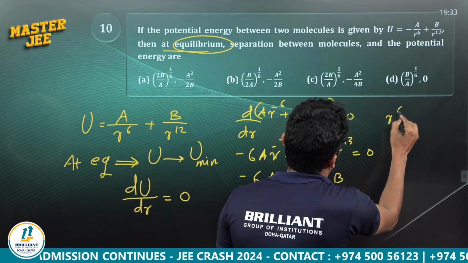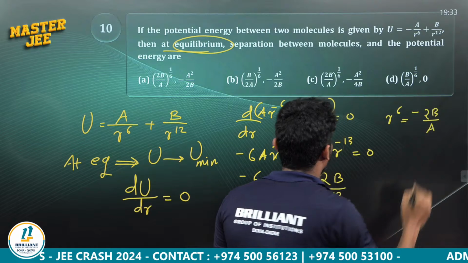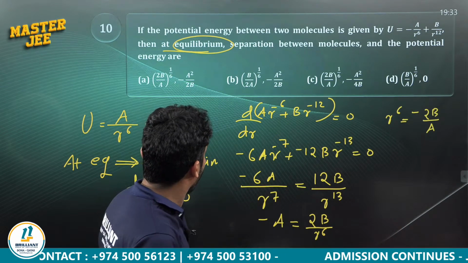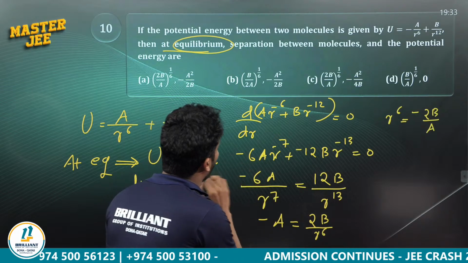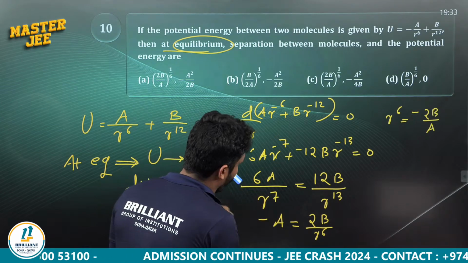Now what is R raised to 6 obtained? R raised to 6 is equal to minus twice of B divided by A, isn't it? Now it's okay. What is it?